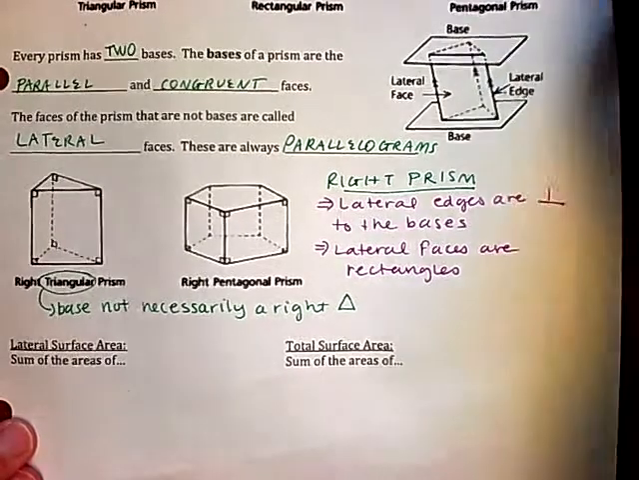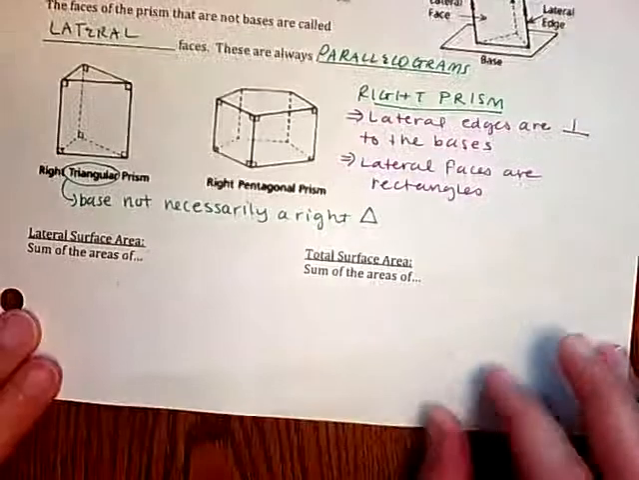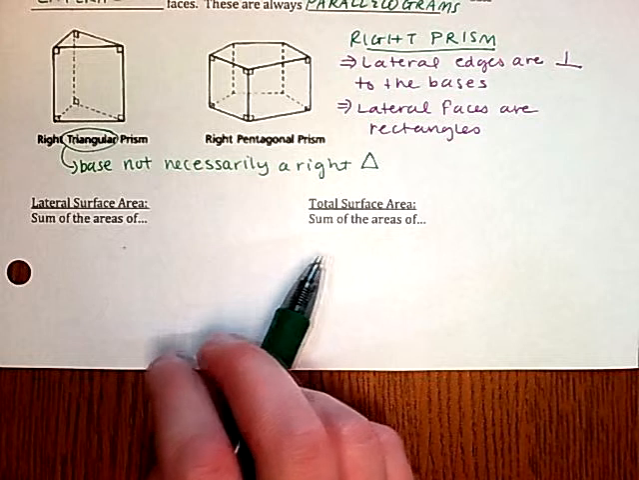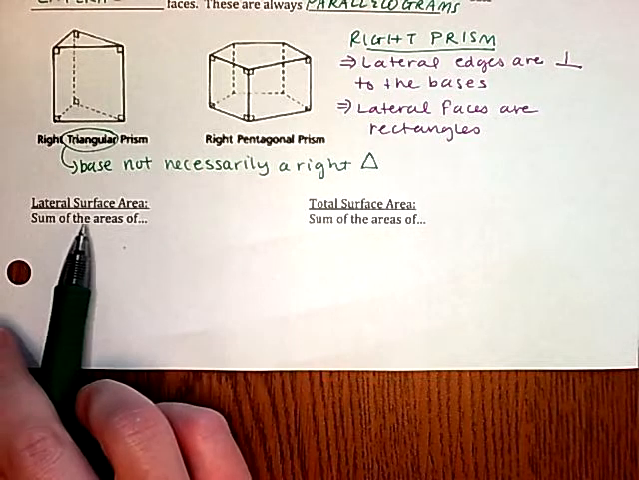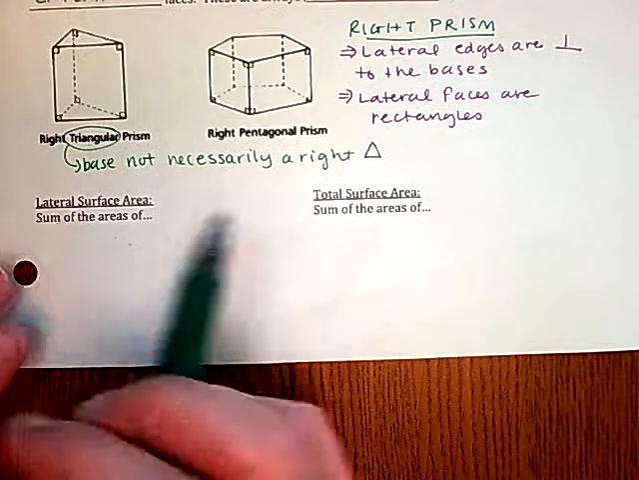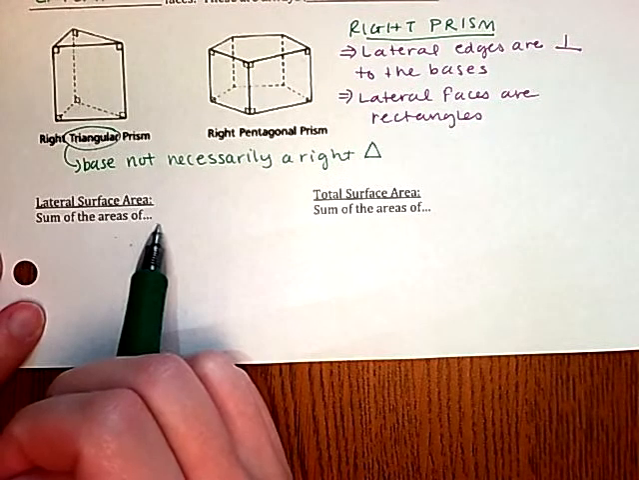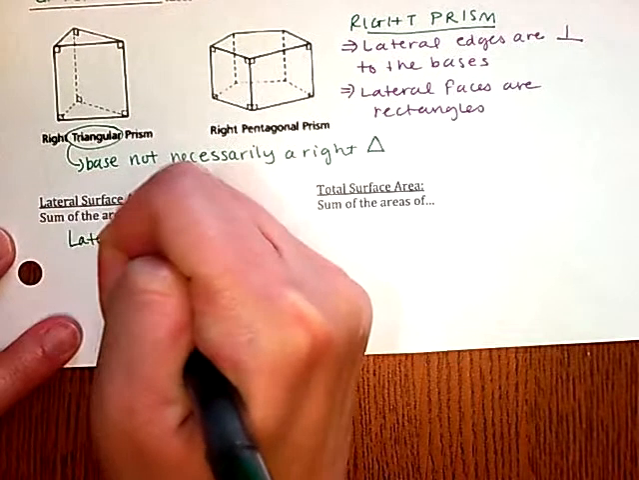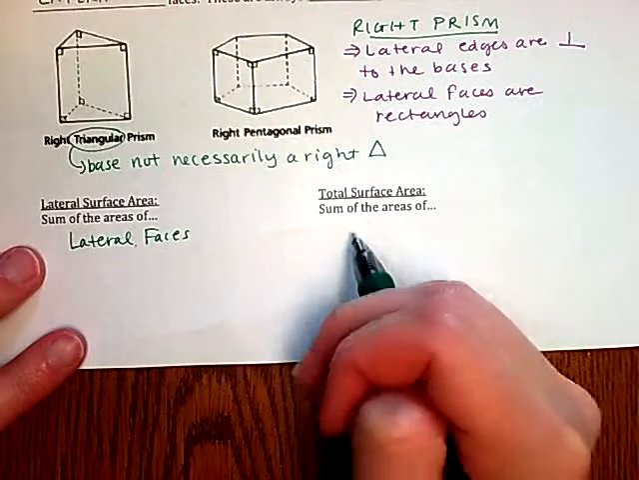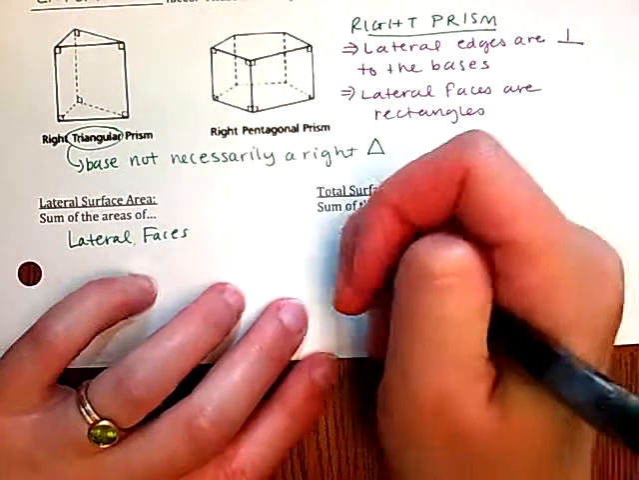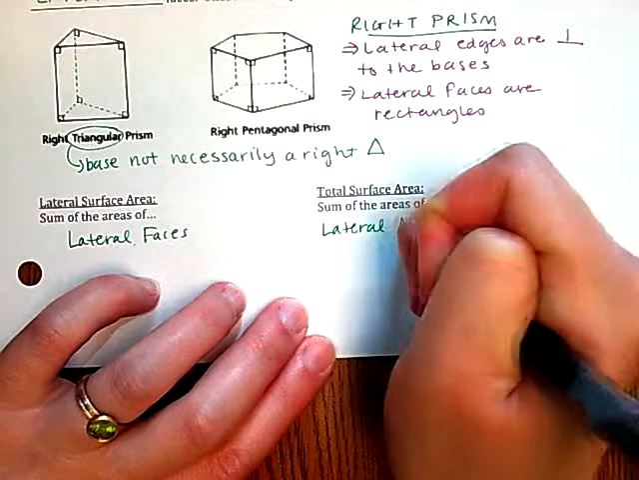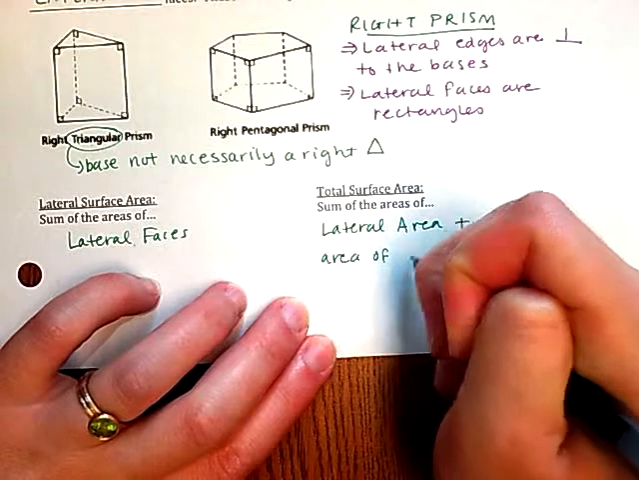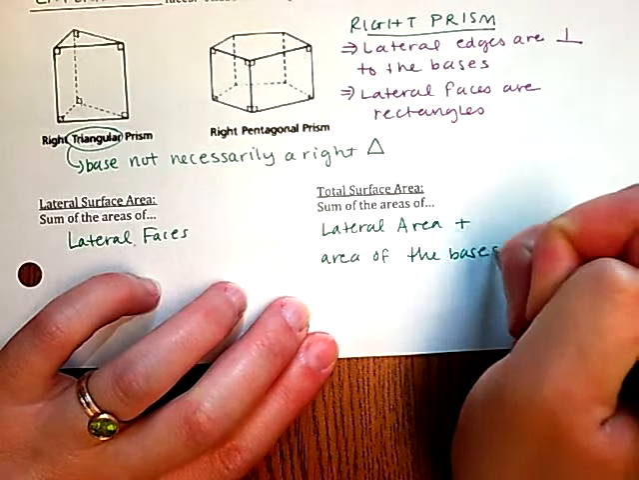Okay. So the key thing that we're going to be calculating in today's notes is surface area of a prism. So we have two different concepts of surface area here. We have the lateral surface area and the total surface area. The lateral surface area is the sum of the areas of only the lateral faces. And then the total surface area would be that lateral area plus the area of the bases.